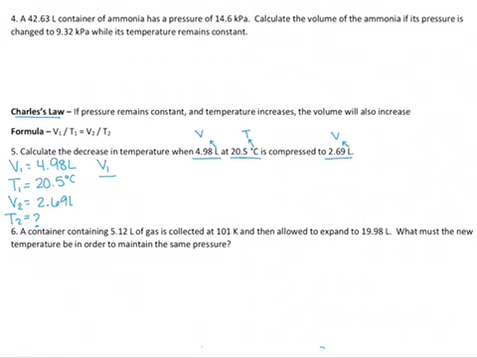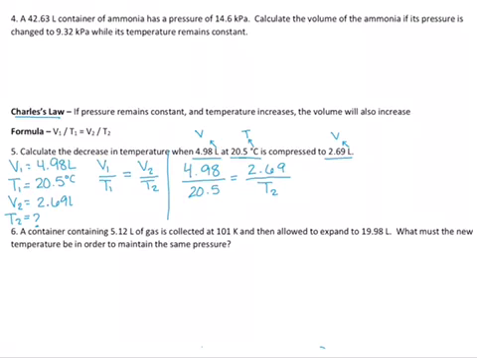Then rewrite the equation: V1 over T1 equals V2 over T2. Plug in the pieces that we know. We know our initial volume and our starting temperature. We know our second volume is 2.69, and we are not sure of our second temperature.